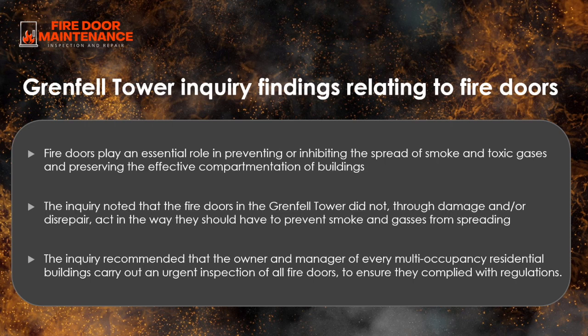What the Grenfell inquiry found was that fire doors fitted in the tower were not up to the standard that they should have been and did not perform in the way they should have when the fire started. This meant that the fire doors let out smoke and toxic gases into the corridors and stairwells, but it also allowed smoke and gas back into people's flats from the communal areas.